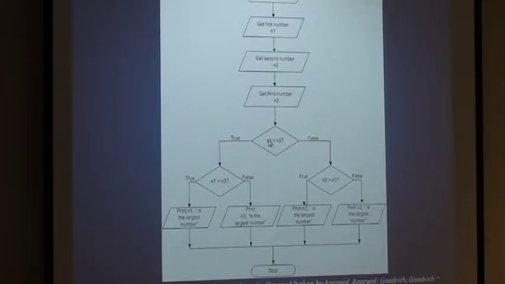Because you know it's going to be either N1 or N3 that's the largest here, right? By the time you get here, N2 is definitely ruled out. But here, N2 could be the largest, so you compare it with N3 and print appropriately N2 or N3. And in all cases, you join together and stop. Do you have any questions on the pseudocode? Okay.